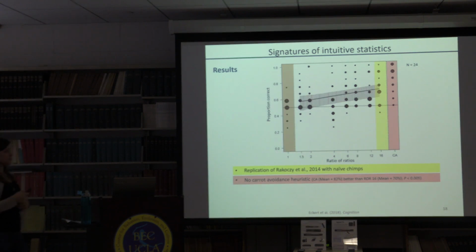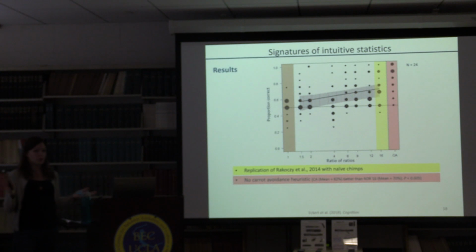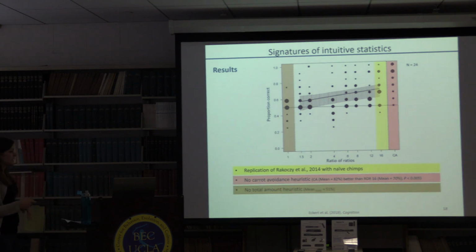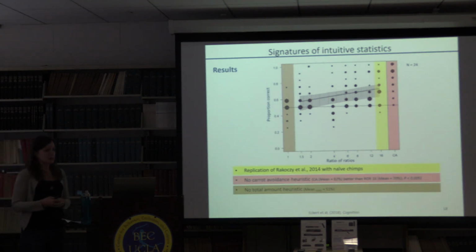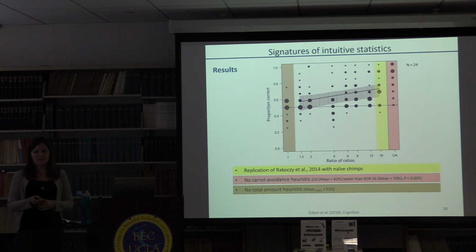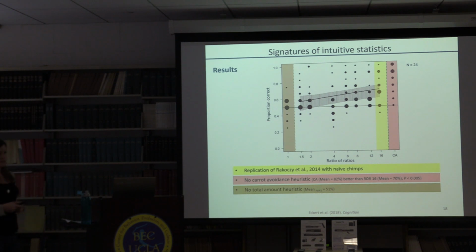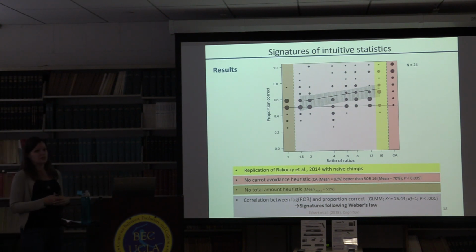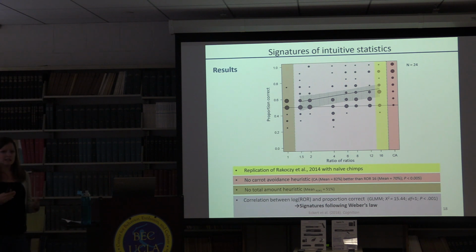Also important is the ratio of ratio 1 condition, where both populations contained the same proportion of preferred to non-preferred food, only in different absolute quantities. And here the chimps did exactly what we expected them to do. They performed at chance level. So this further shows that they did not use an absolute quantity heuristic in this study. And then most importantly, we found a highly significant correlation between the ratio of ratios and the performance of the chimpanzees in accordance with Weber's Law, suggesting that the analog magnitude system is involved in this kind of reasoning.